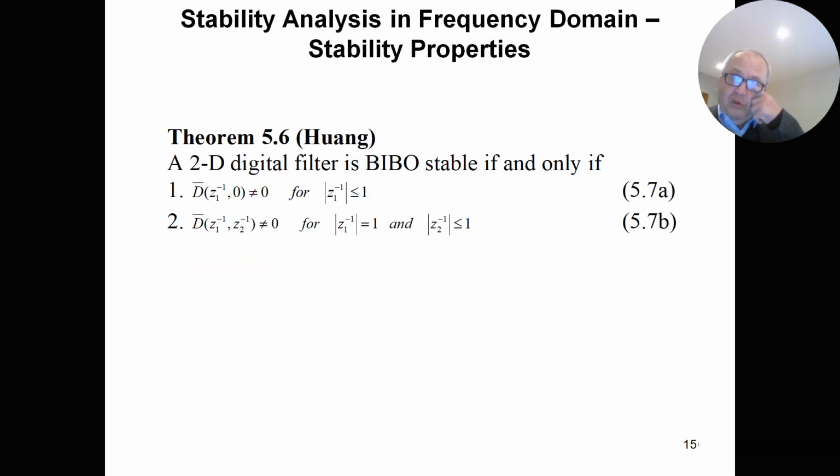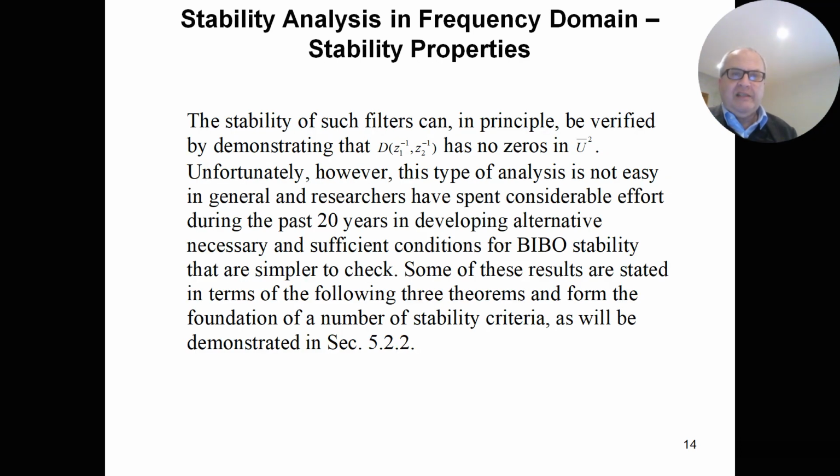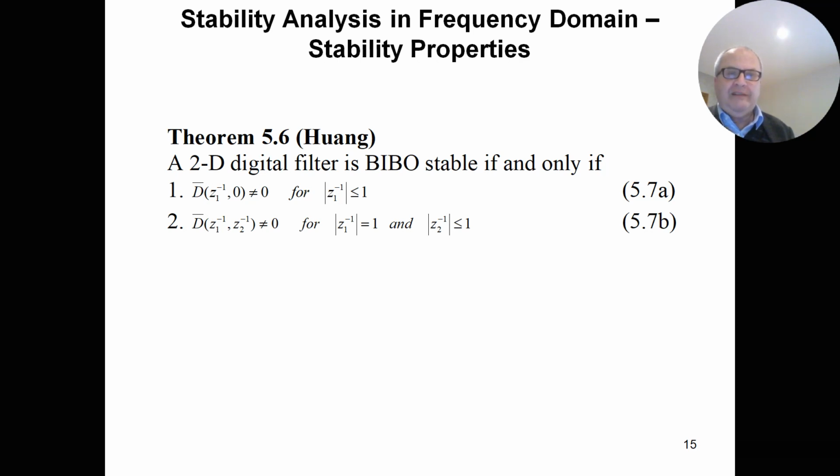Let's continue with the theorem of Huang. The theorem of Huang says this: a two-dimensional digital filter is BIBO stable if and only if you have these two conditions. This theorem is much better for us, and we can implement it better than the previous one, because the first condition is a one-dimensional condition. This is much easier to be checked.